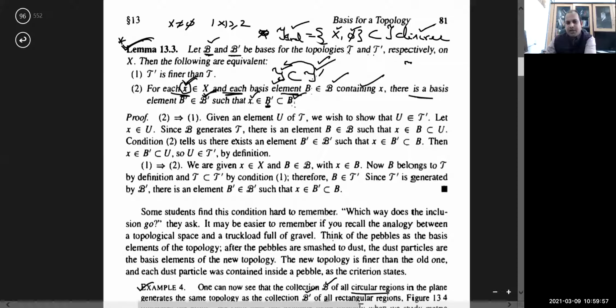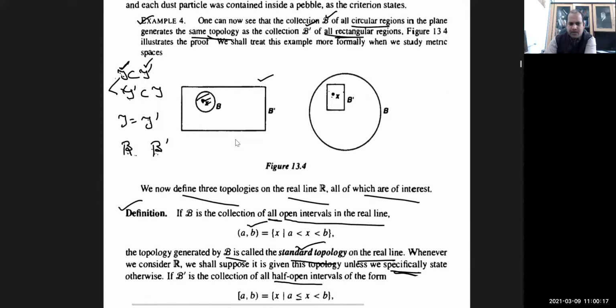So unless either T is contained in T dash or T dash is contained in T, only if this happens will we say that the topologies are comparable. If this is not true, then we will say that topologies are not comparable and we will never use the terms coarser and finer. That already I have done. So till now I have covered this.